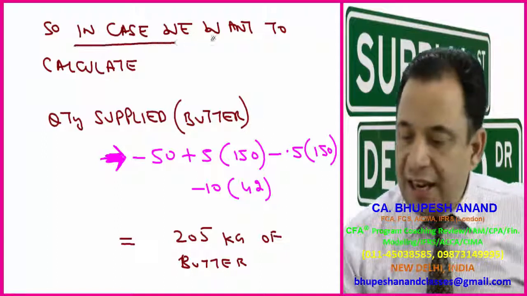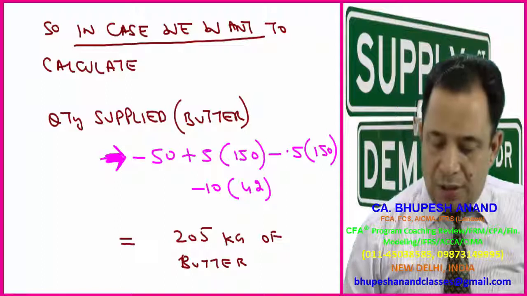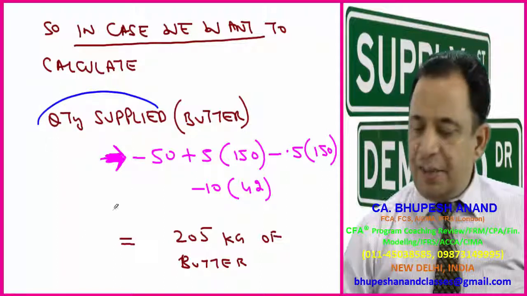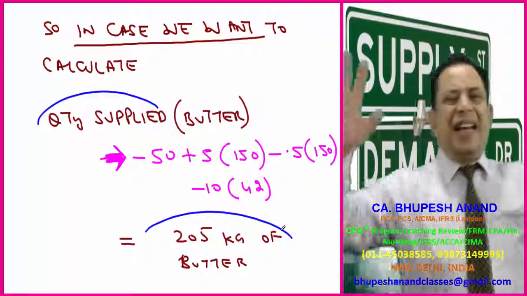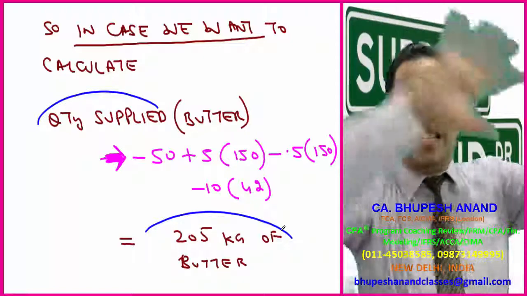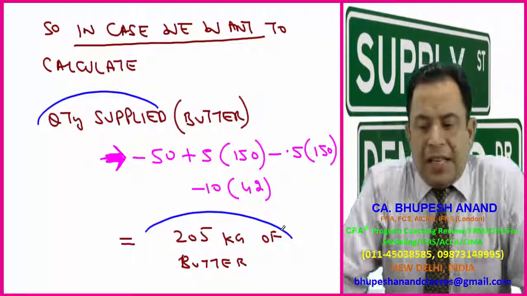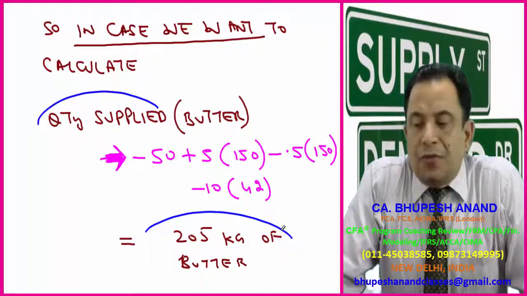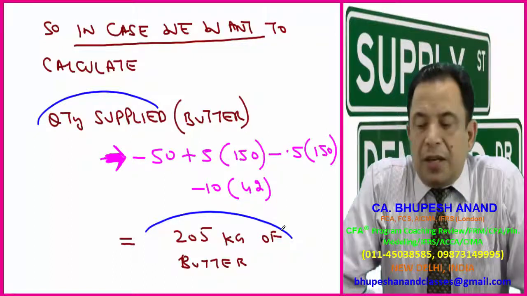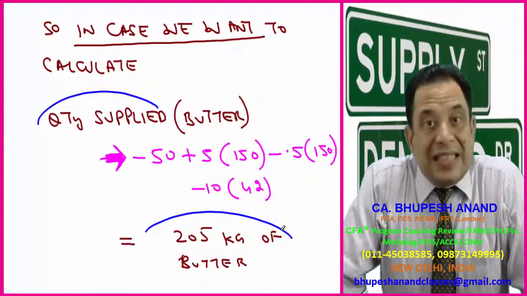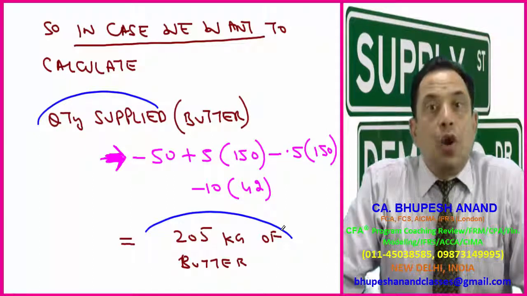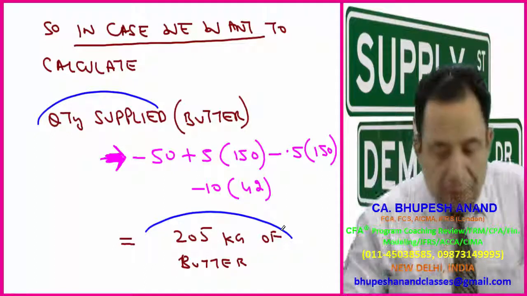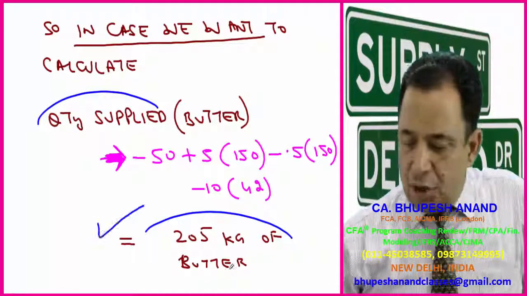Just see, I can calculate the quantity supplied. The quantity supplied will be equal to 205 kgs of butter. What I did was just feed the figures into that supply function: minus 50 plus 5 into 150, minus 0.5 into 150, minus 10 into 42. I have calculated for you 205 kgs of butter.